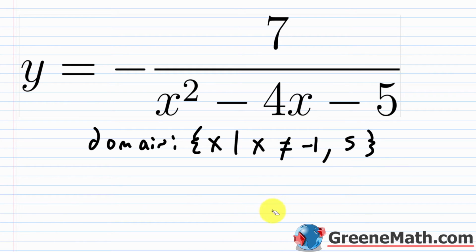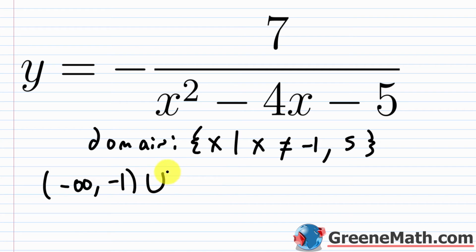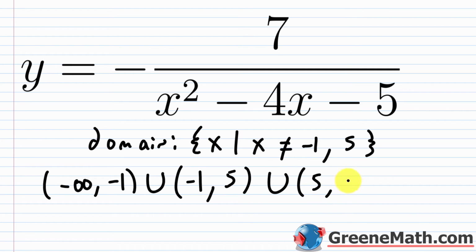Again, let's do interval notation in case you're interested in that. So you would come from -infinity and go up to and exclude -1. And then the union with, you'd put -1 as being excluded, going up to and excluding 5. And then the union with, you would exclude 5 and then go out to positive infinity. So basically the whole number line, you're just excluding -1 and you're excluding 5.